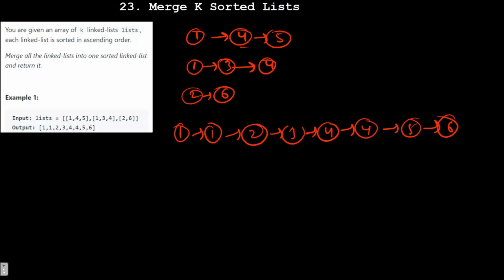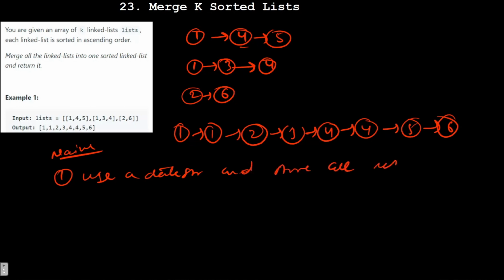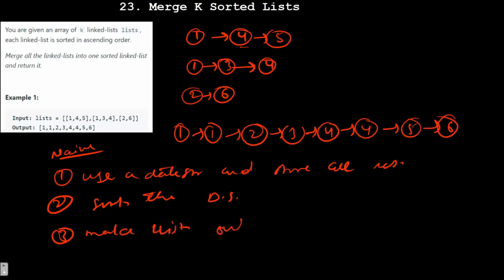So how can we do this? This is going to be our naive approach, or brute force approach. We use a data structure and store all the values. Then in the second step, we sort the data structure, and in the third step, we make a linked list out of all the values that we stored in the data structure.